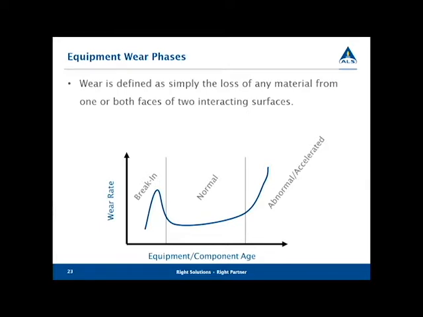Now, something else to think about is the wear phases, because wear is attributed to probably anywhere from 70 to 75% of all failures. It's defined as simply loss of material from one or both surfaces. Now, that can occur, obviously, during the wear rate and equipment age. It looks a lot like the bathtub curve. The break-in, normal, and abnormal or accelerated phases fall right in line with the bathtub curve we looked at earlier.